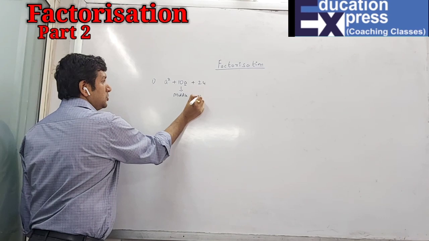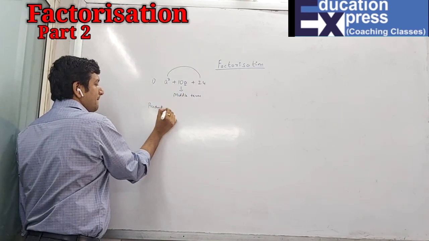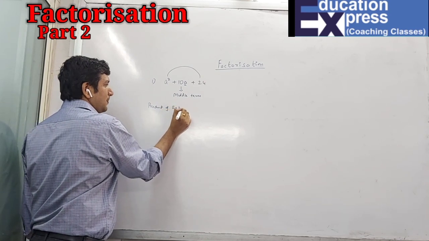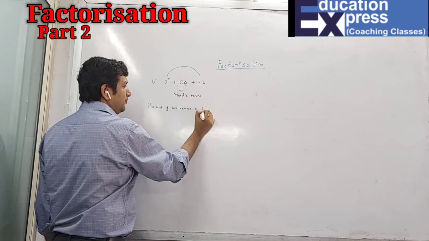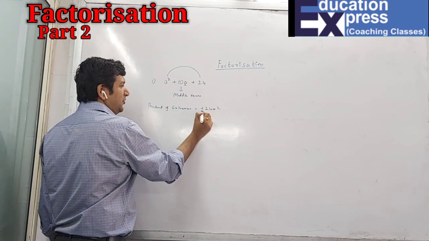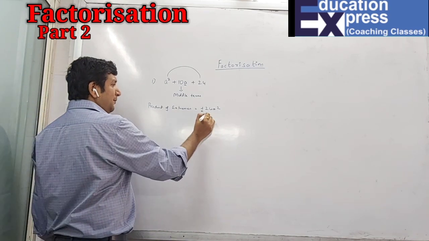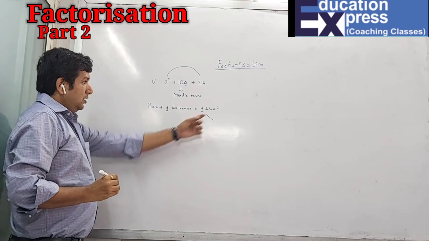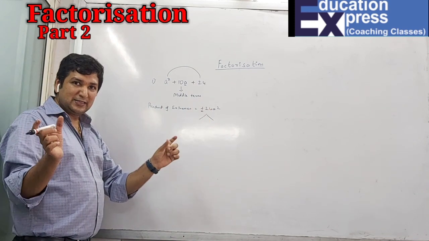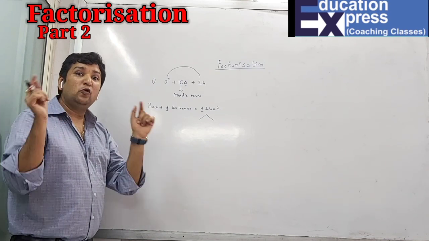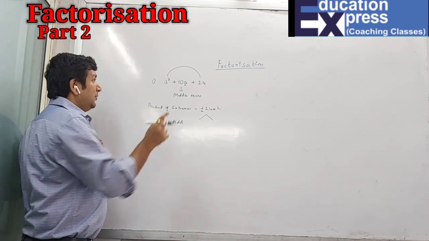middle term. So the product of the extremes is plus 24 into a, plus 24a square. As you can see, the product is positive. That means the numbers which you will get after factorizing this, that means you have to get two parts, and the two parts we have to add to get the middle term. The middle term is 10.